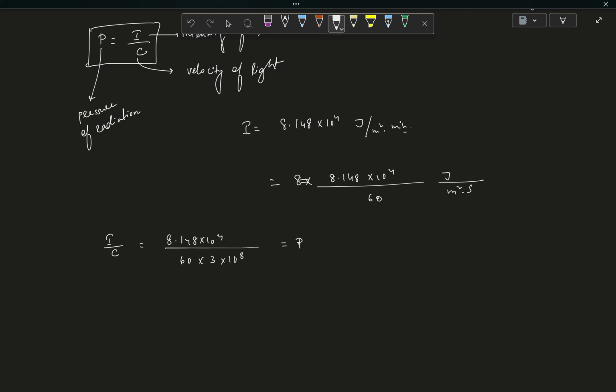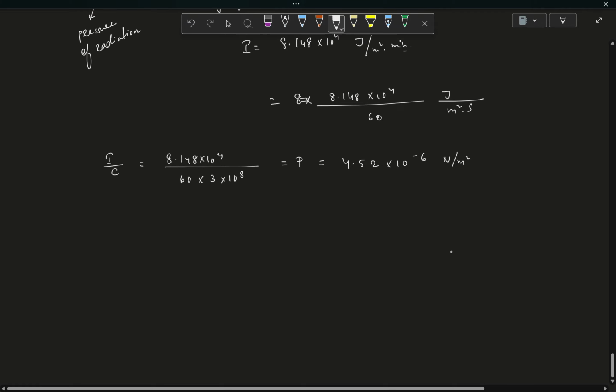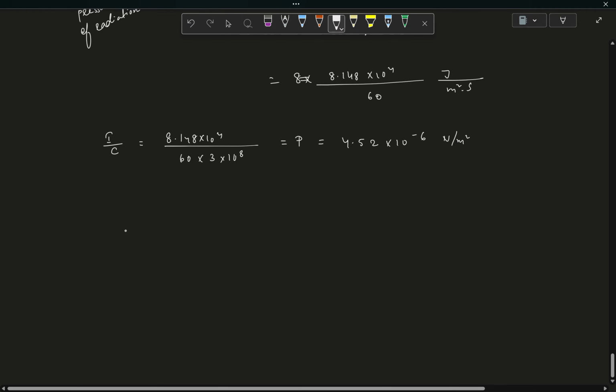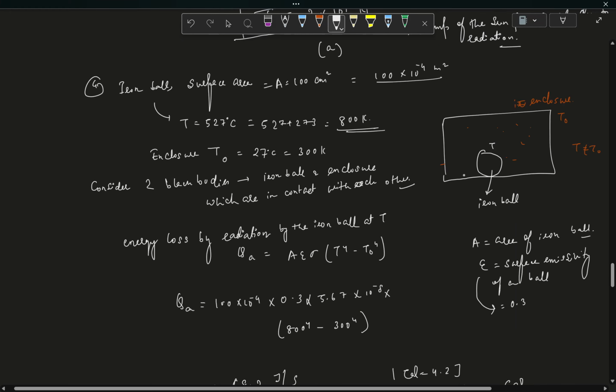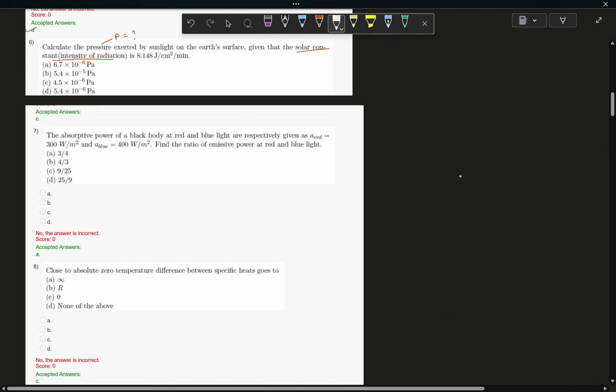This is your value of pressure, and if you calculate, this will be 4.52 into 10 to the power of minus 6 Newton per meter square. So this is the idea. So this is the pressure value. Now let us check whether it matches. So we are getting 4.52 into 10 to the power of minus 6 Newton per meter square was the value you are getting.